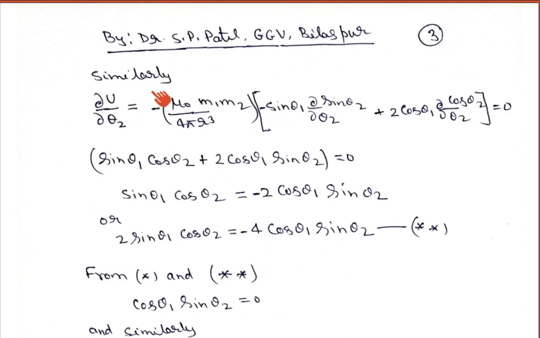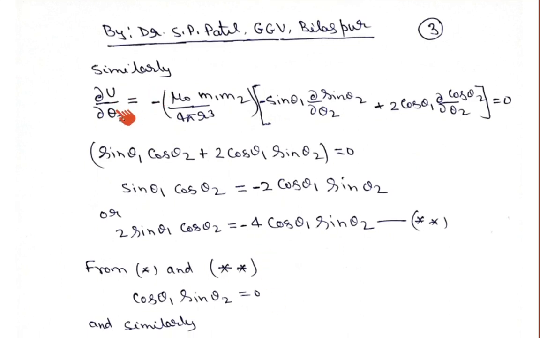if you differentiate with respect to theta 2, then again we get a similar equation, that is minus mu 0 m1 m2 upon 4 pi r cube, then sin theta 1 quantity will be left, that is minus sin theta 1 del sin theta 2 upon del theta 2 plus 2 cos theta 1 del cos theta 2 upon del theta 2, that is equal to 0. And if you solve for theta, okay, then we will get again a quite similar equation like the earlier one.